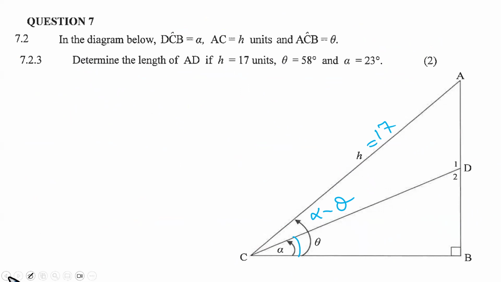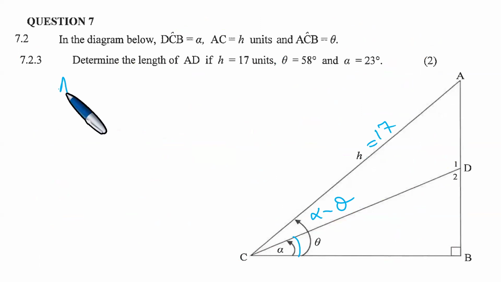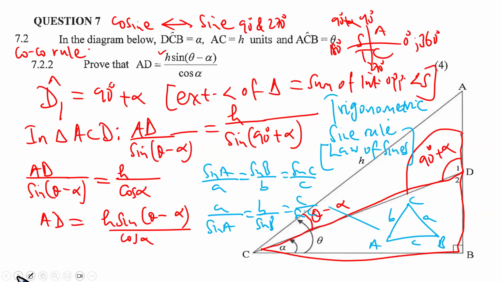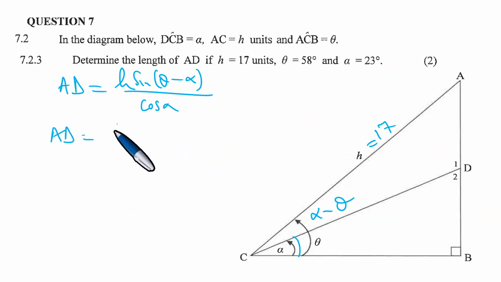Okay, we need to recall what we got from the previous question. We got that AD is H, the sine of theta minus alpha, divided by cosine alpha. So we know that AD equals H, the sine of theta minus alpha, divided by cosine alpha. AD is H.